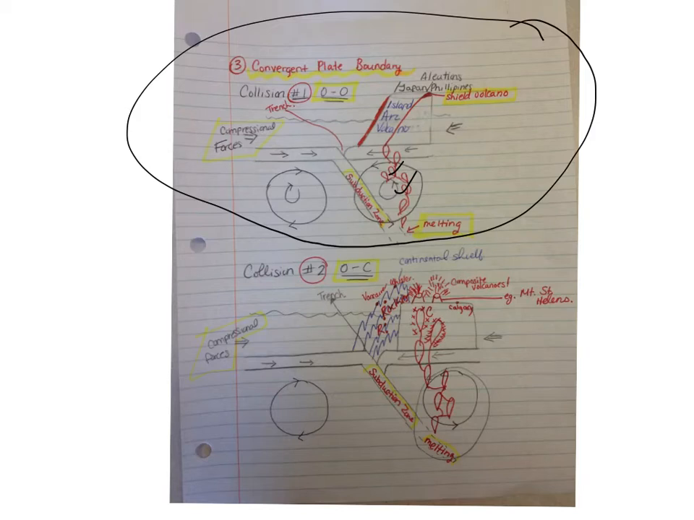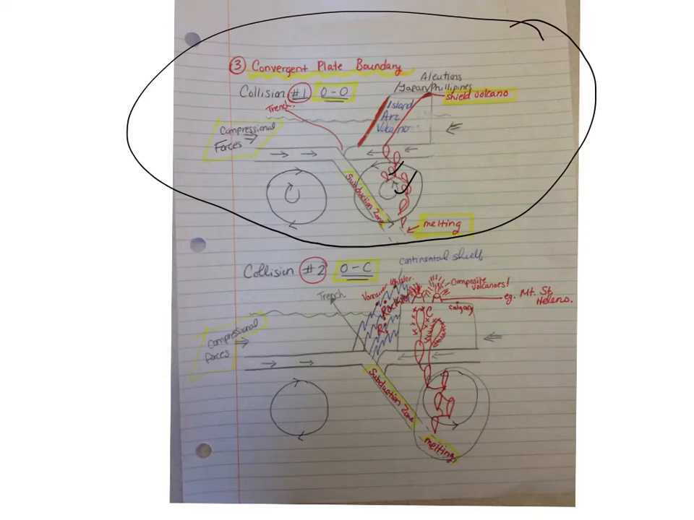Now, those little volcanoes have a special name called island arc volcanoes. In some cases, those volcanoes combine, and in some cases, they get so big that they actually can create islands. Examples of this in the world would be the Aleutian Islands that connect Alaska to Asia, Japan, and the Philippines.